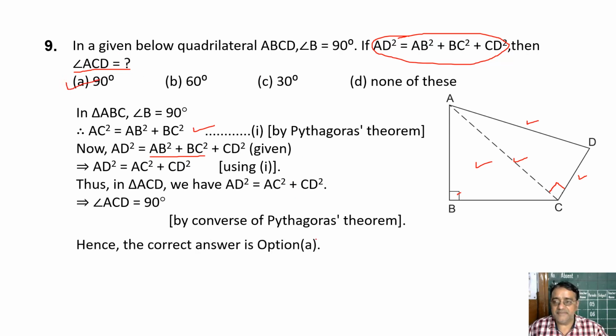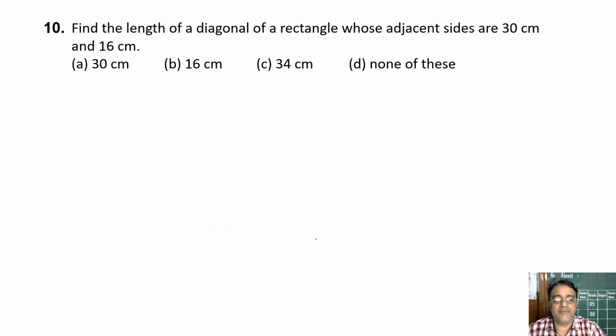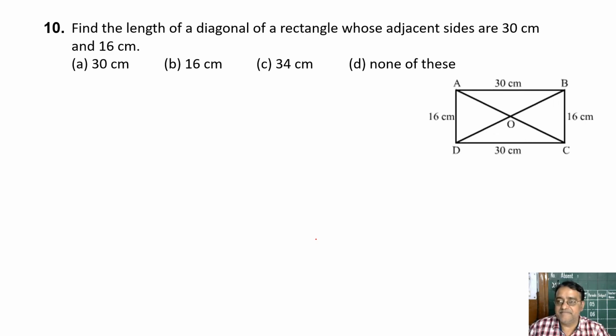Any doubt in this question? No, sir. Okay. So next question, question number 10. Find the length of a diagonal of a rectangle whose adjacent sides are 30 centimeters and 16 centimeters. So we'll first do a rough diagram.